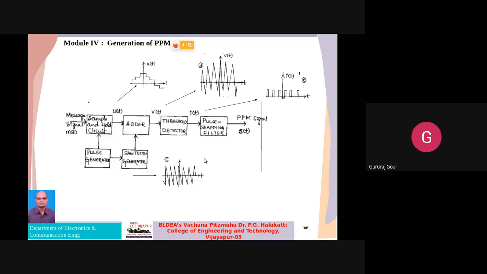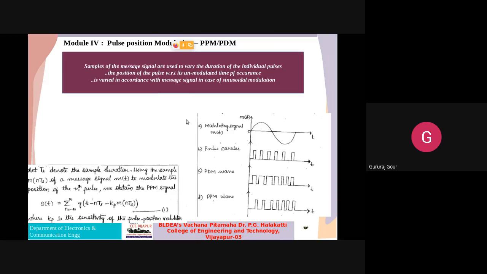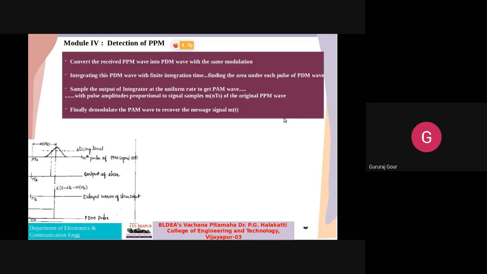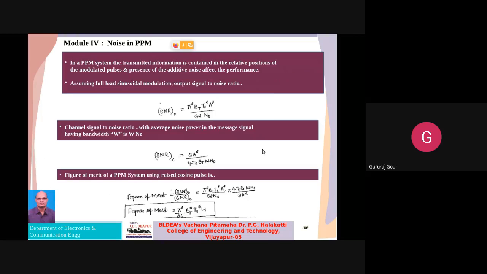Many times I have observed that you will get a question on PPM, where you have to explain its concept with this figure and the standard equation. You have to show with the block diagram and neat waveforms how the generation of PPM is done, and how the generated PPM can be detected, with brief waveforms. So next, another concept we are covering is noise in PPM.